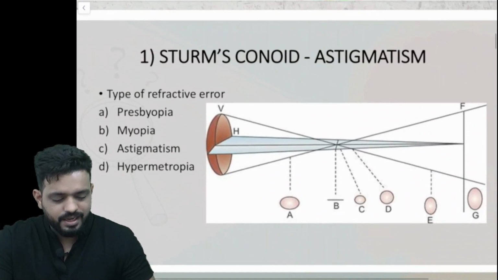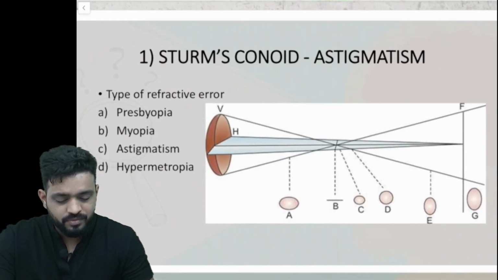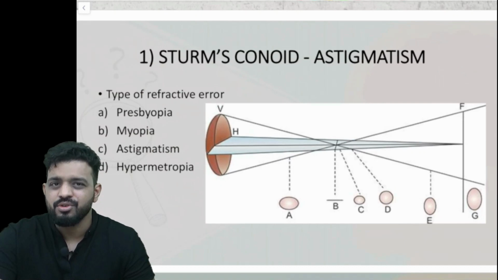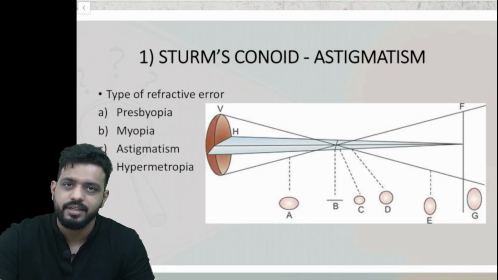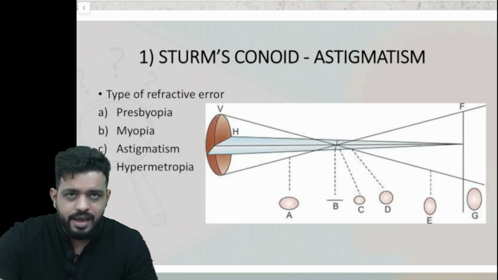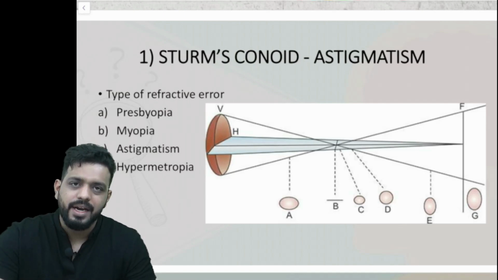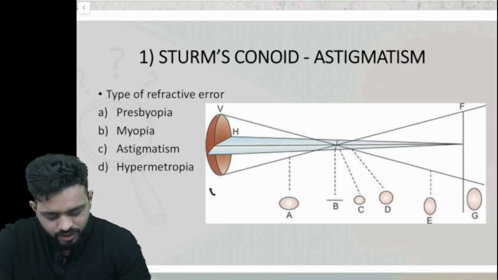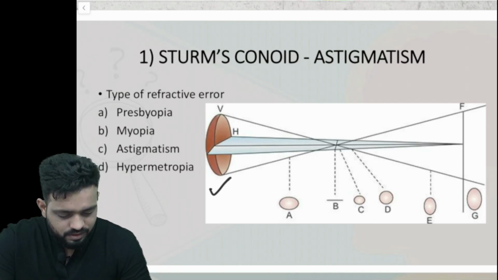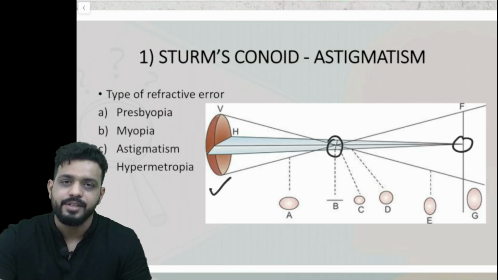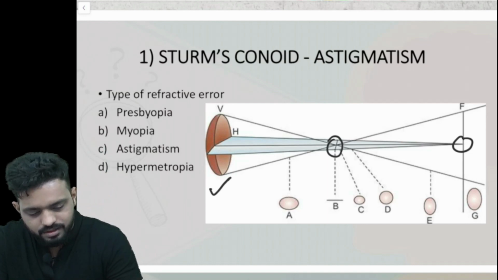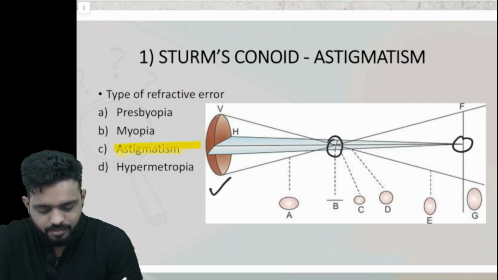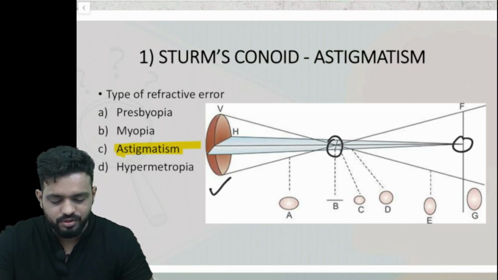You were given this diagram and you were asked the type of refractive error. It's so straightforward, right? Now this is a Sturm's conoid and there's no debate about the fact that it represents the refractive error known as astigmatism. Astigmatism is nothing but when you have a toric surface and there is focus at two different points, due to the toricity of the cornea in this regard. So the correct answer in this case was astigmatism. I hope this was right for you all.